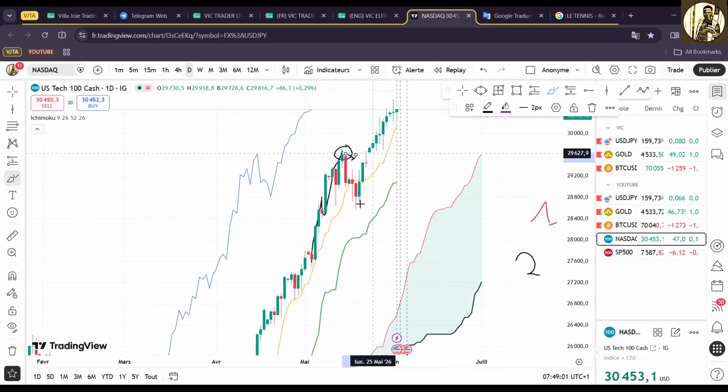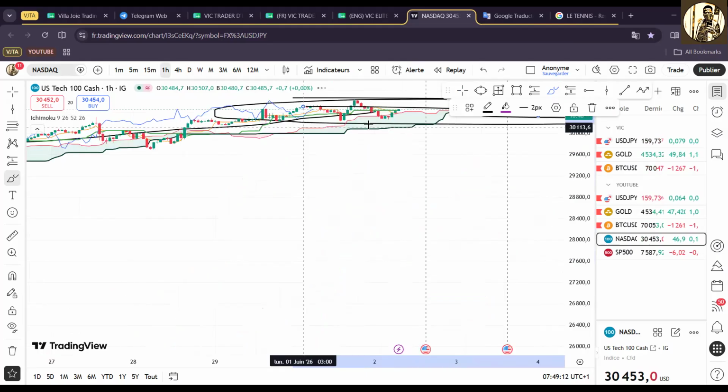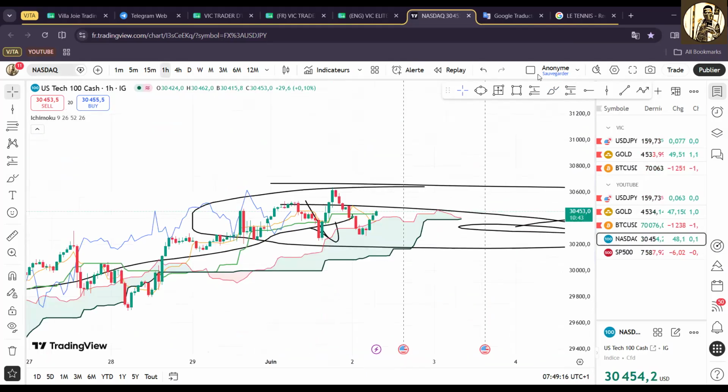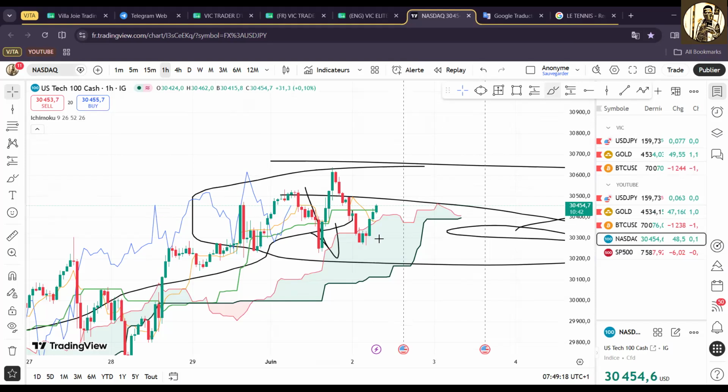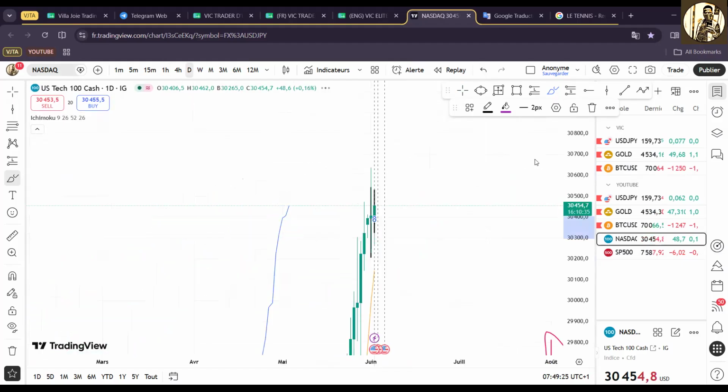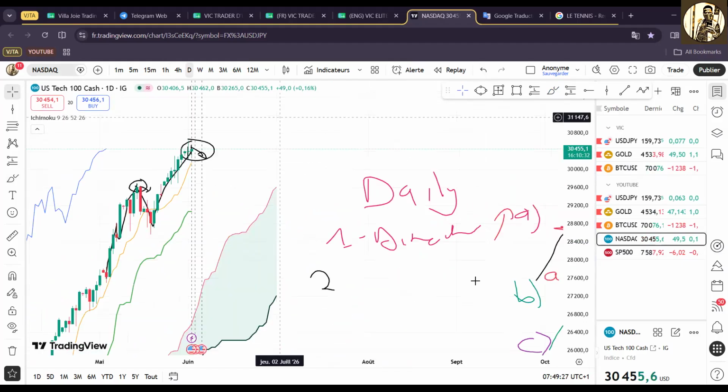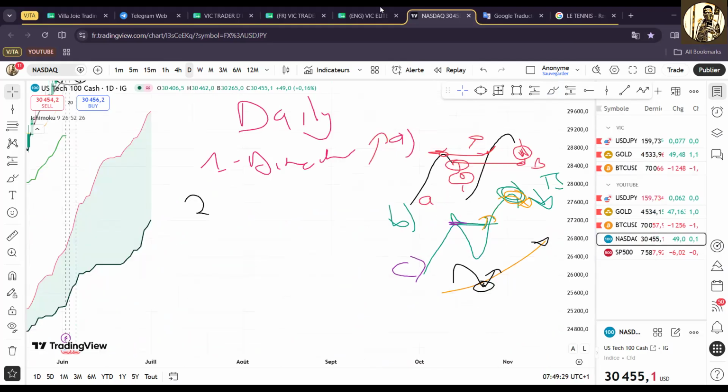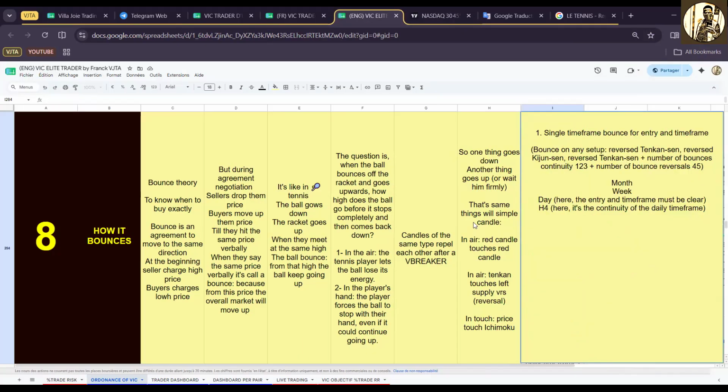Even at this level, even where we are now on the Nasdaq, how do you know that we will start dropping to the downside here? If we go, for example, in 1 hour, what are we seeing in 1 hour? Tenkan bending to the downside 2 times, right? That's how you know that we are dropping down. So that's the only time that you drop down to a lower time frame to know the direction.